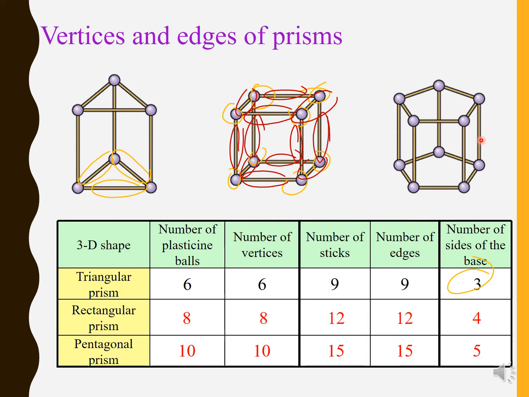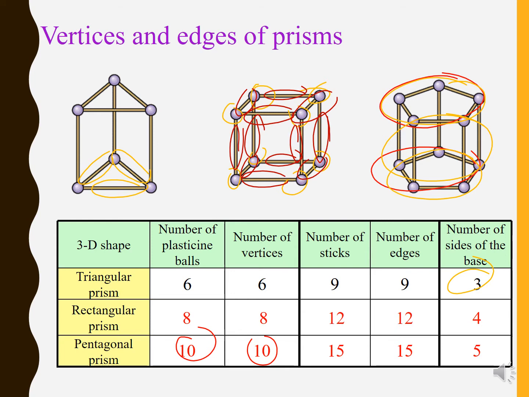For the last one, pentagonal prisms, for the number of plasticine balls, at the bottom we have 5 here, and then on top we have another 5. So that's why we have 10 balls. That means there are 10 vertices. For the number of sticks, we have 5 at the bottom, 5 on top, and another 5 in the middle. So we have 5 times 3, we have 15 sticks. That means the number of edges is 15.